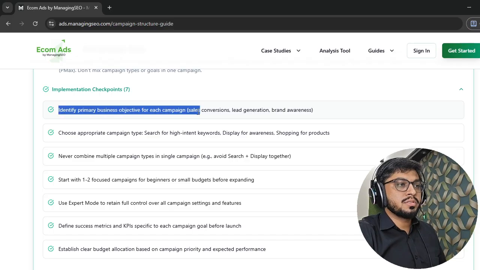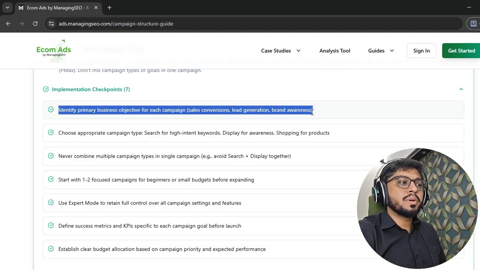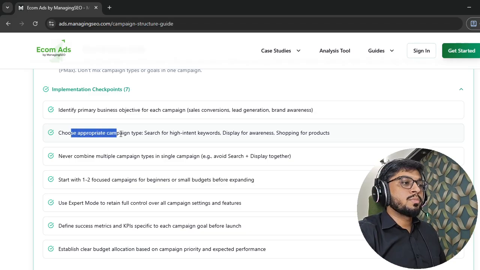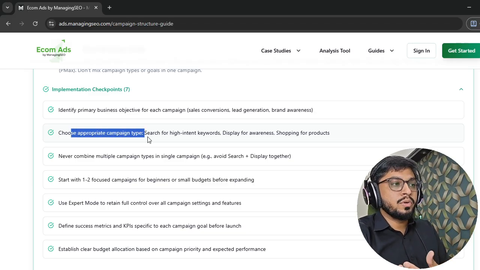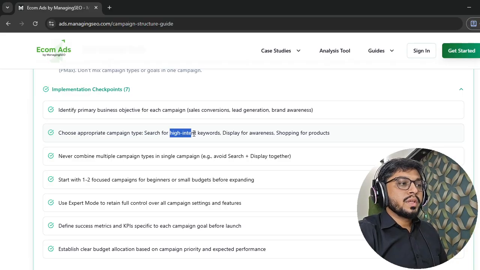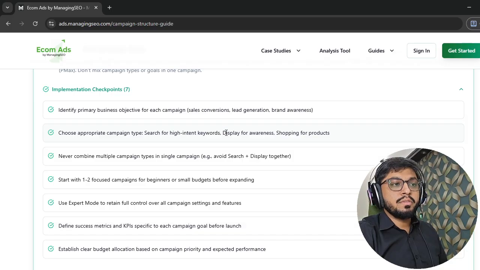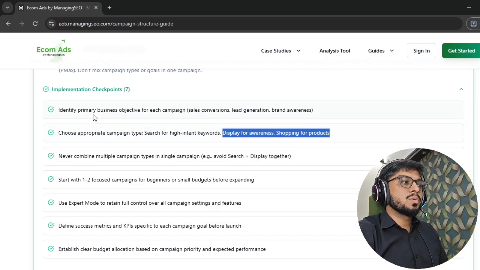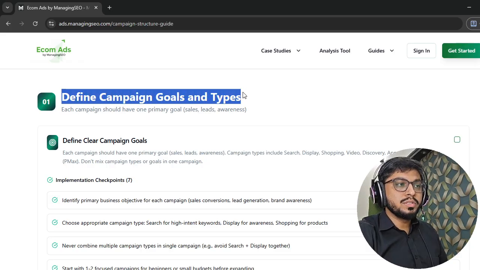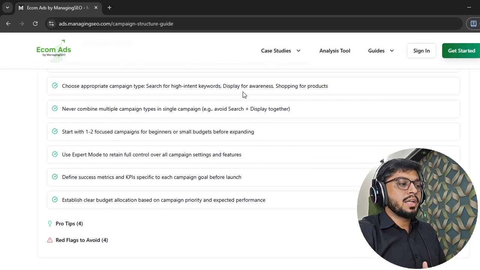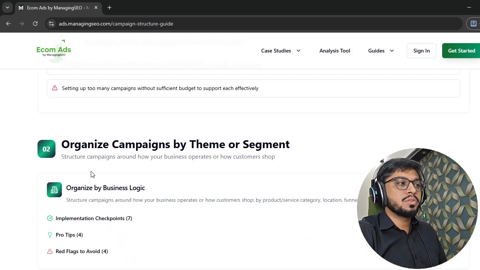Identify the primary business. Before you jump in and launch the campaign, you need to understand the primary goal of the business, and then select the appropriate campaign type. What sort of campaign are we going for? Are we going for high intent keywords or display awareness or anything like that? So in the start, we are defining our campaign goals and types. Which campaign are we going to select and things like that. Anyways, there are a few tips and red flags that we need to avoid.